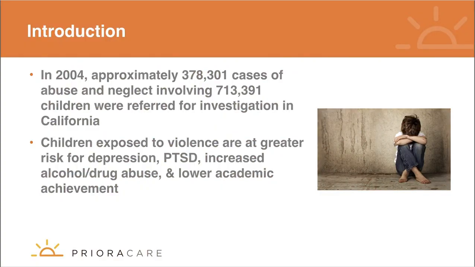In 2004, approximately 378,301 cases of abuse and neglect involving 713,391 children were referred for investigation in California. Unfortunately, there are many detrimental effects of child abuse and neglect. For instance, children who are exposed to violence, such as child abuse, are at greater risk for depression, post-traumatic stress disorder or PTSD, increased alcohol and/or drug abuse, and lower academic achievement.